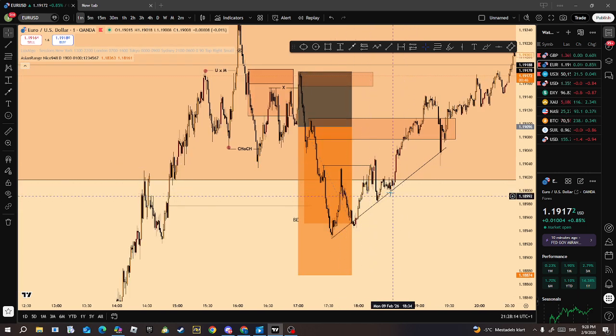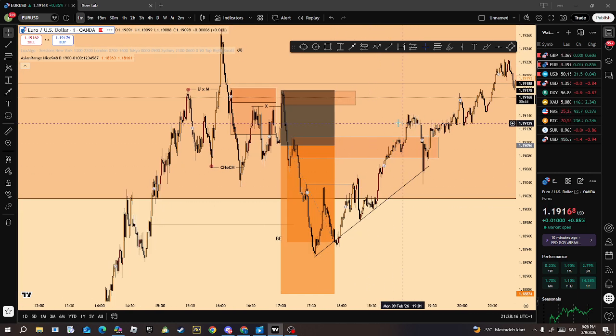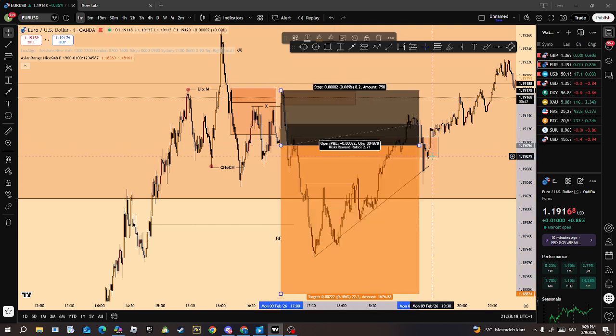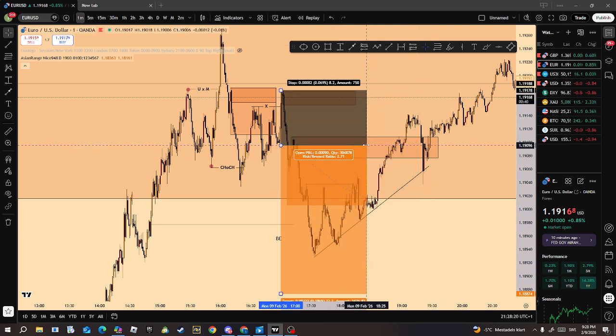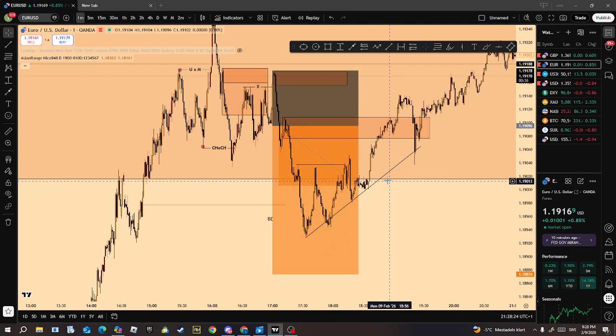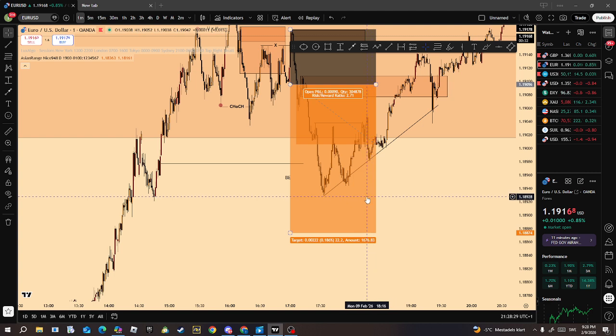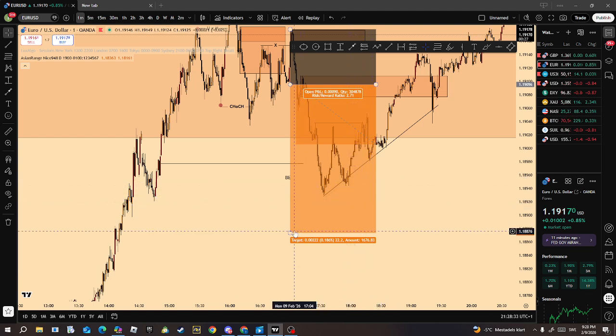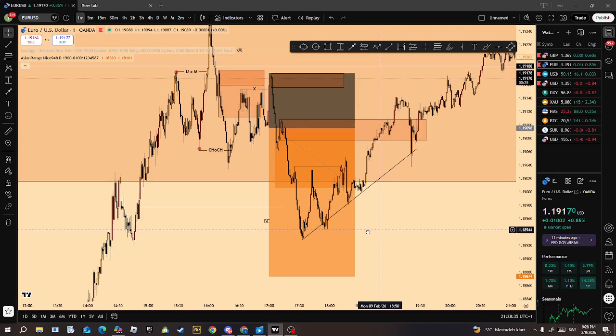Then price started shifting to the upside, stopping me out on break even. And this is why you have to go break even, guys. Price has no reason to push up all the way here and then go down. Literally, it doesn't have any reason to do that.